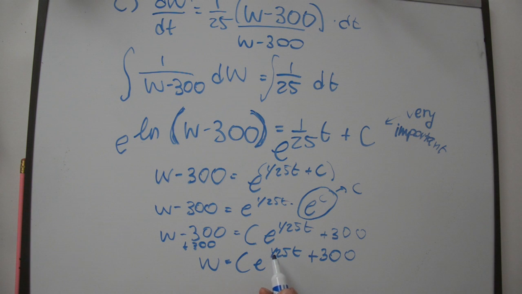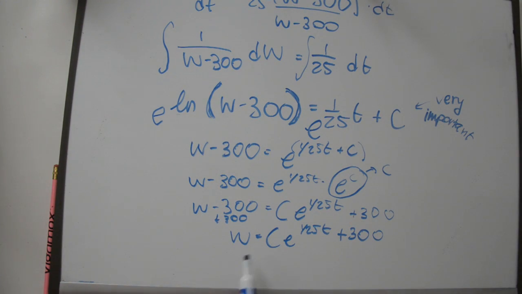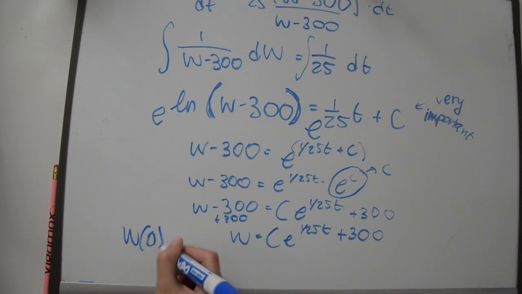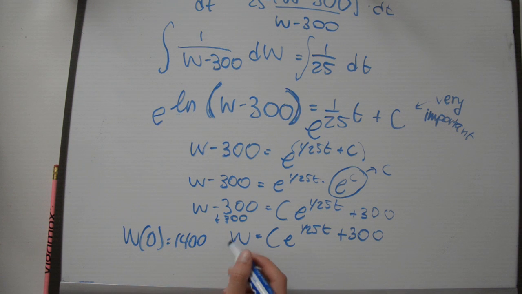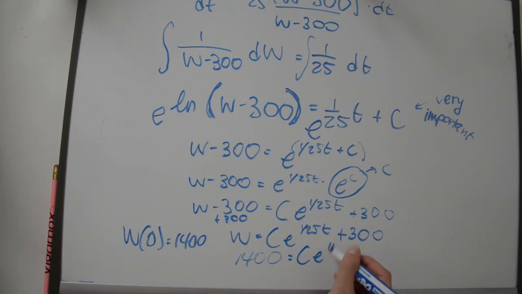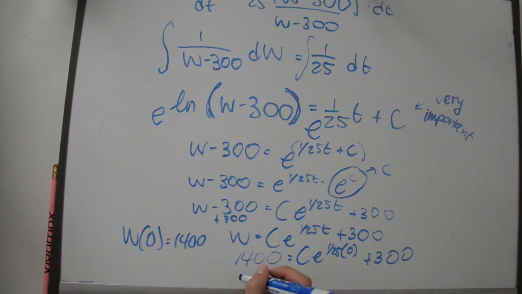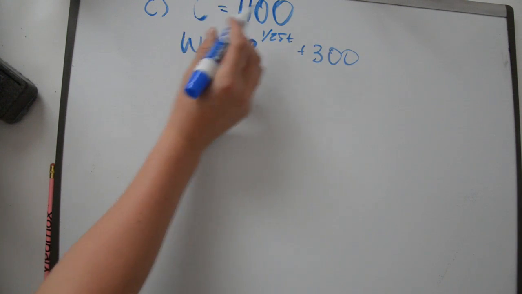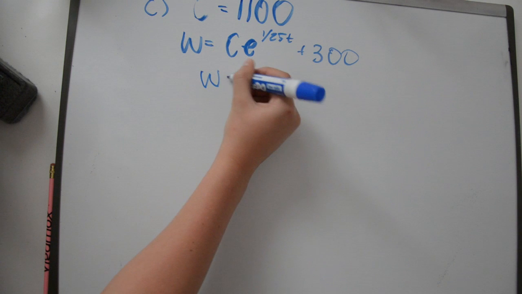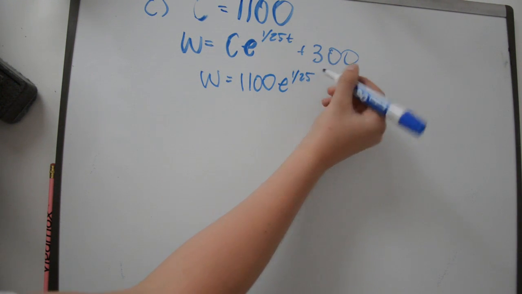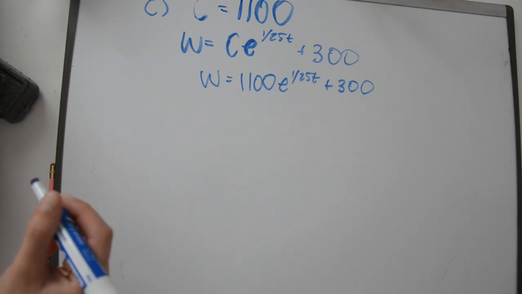However, now you still don't have the particular function yet. So you still need to find that c to get the particular function. So that's when you use the conditions that were already given to you, which is that w of 0 equals 1400. So you plug that in, so you know that 1400 equals c e to the 1/25 times 0 plus 300. So then you keep solving that, and 1100 equals c times 1, because e to the 0 is 1. So you get that c equals 1100. So using this, you just plug it in, and you get w equals 1100 e to the 1/25 t plus 300, which is your final answer.